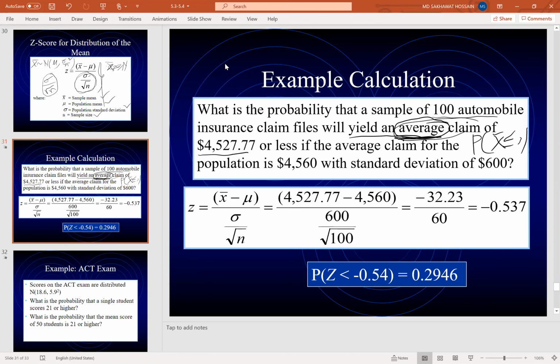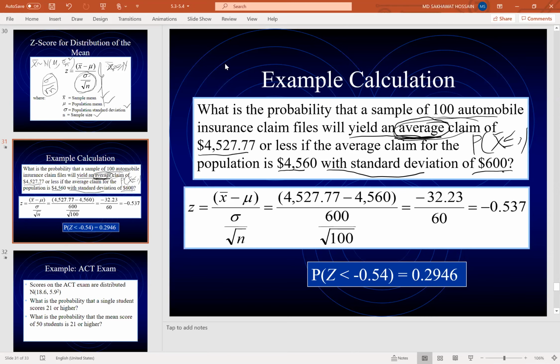And we are given the population mean, that's mu, and the standard deviation, that's sigma. So sigma is $600 and mu is 4560. To find the probability, first you need to convert it to a standard normal distribution.